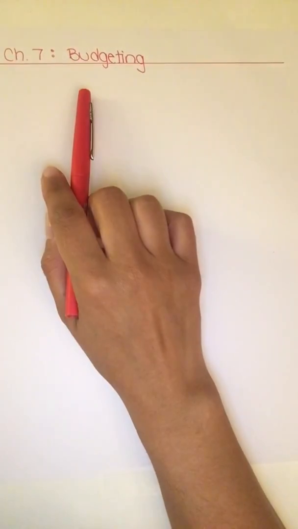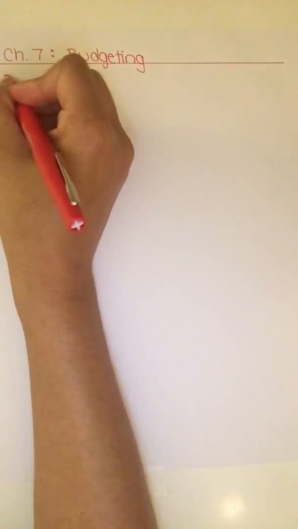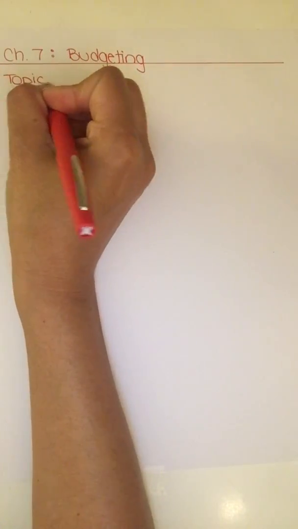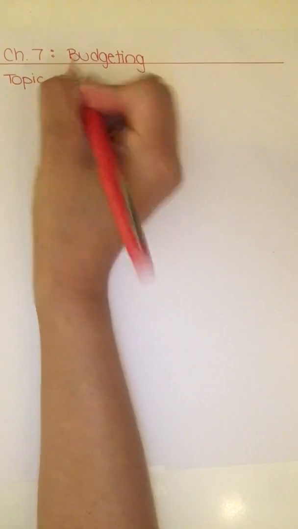Hello guys, we're finally done with chapter 6 and we are on to chapter 7. Chapter 7 is budgeting, and this is also going to be a long topic area for us. So we will start at the beginning of this chapter with topic 7.1. Topic 7.1 introduces us to the concept of budgets and how they are useful for managers.